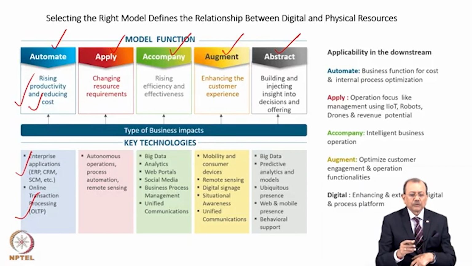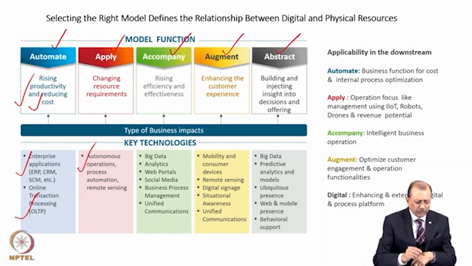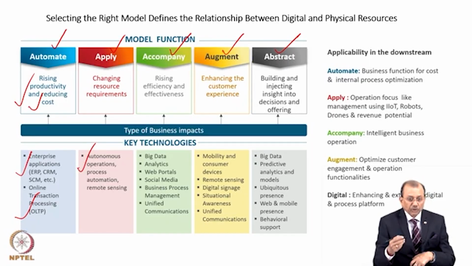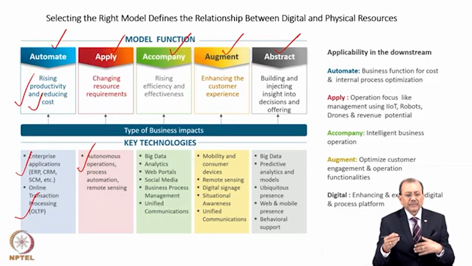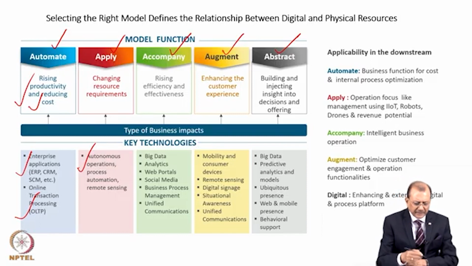Changing resource requirement: what kind of technologies are being used, or are in use? Autonomous operation process or automation, remote sensing. When you start remote monitoring of the plant or your machine, the manpower requirement at the site becomes lower, instead of having one person or one workman for every machine. Now you can monitor multiple machines sitting at an offshore site. So that is the second thing.